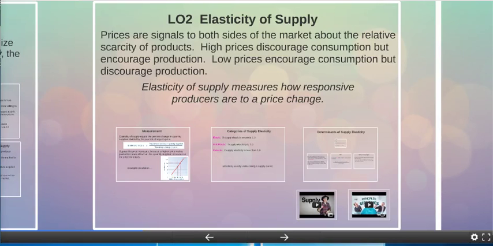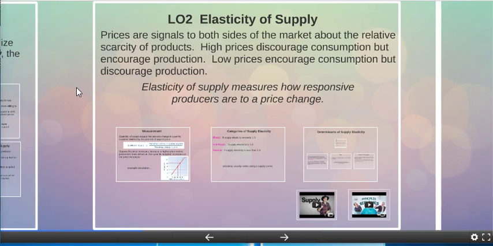All right, learning objective 2. So lesson 5.1 is all about the supply curve. Learning objective 1 was all about explaining the law of supply. Learning objective 2 is all about the elasticity of supply.